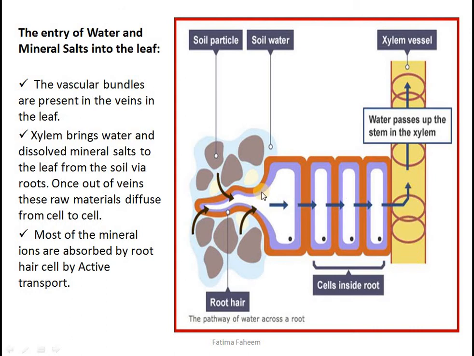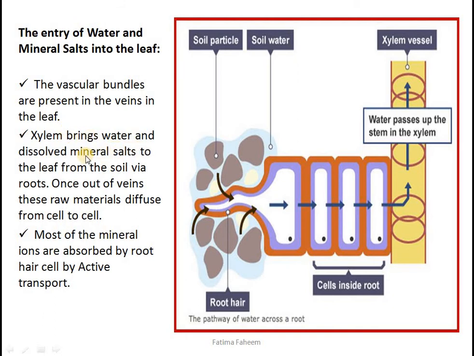But for now, remember that this xylem vessel and phloem are present in the veins of the leaves, and water actually enters from root hair cells, goes into the adjacent cells by osmosis. Since water potential gradient exists here, it reaches the xylem vessel, after which water would move into the xylem vessel. The vascular bundles, meaning phloem and xylem, are present in the veins in the leaf.